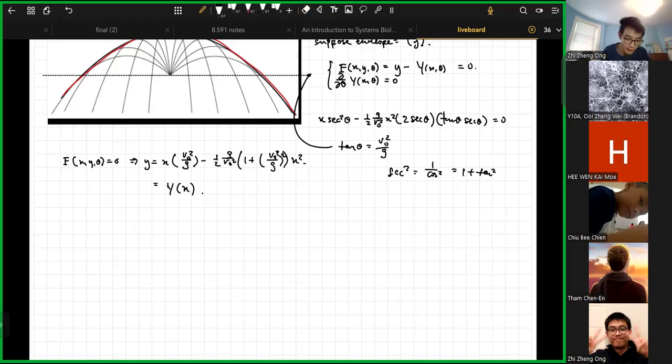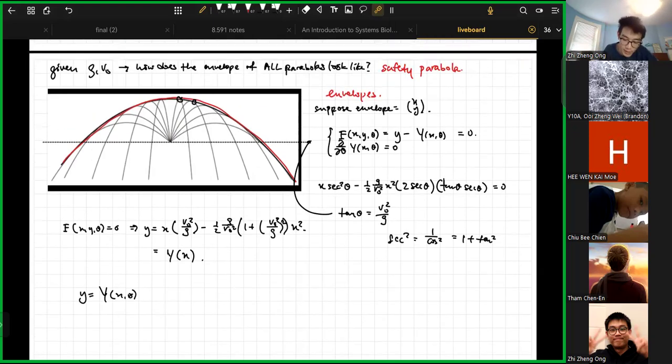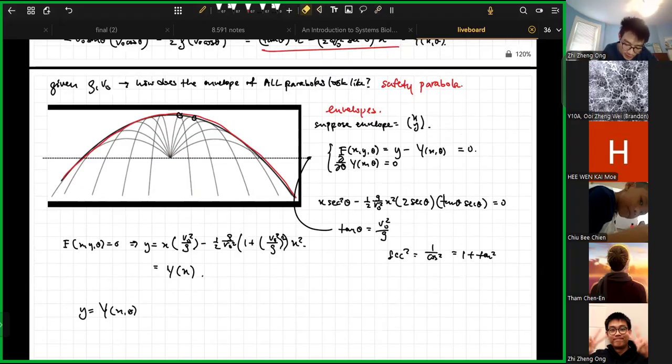Suppose I write y is some function of x and theta. This parameterizes all curves, like this curve, this curve, this curve. The envelope is defined to be the point where it's the supremum. It's the highest point at that x. So given this one x, suppose I want to find what point.